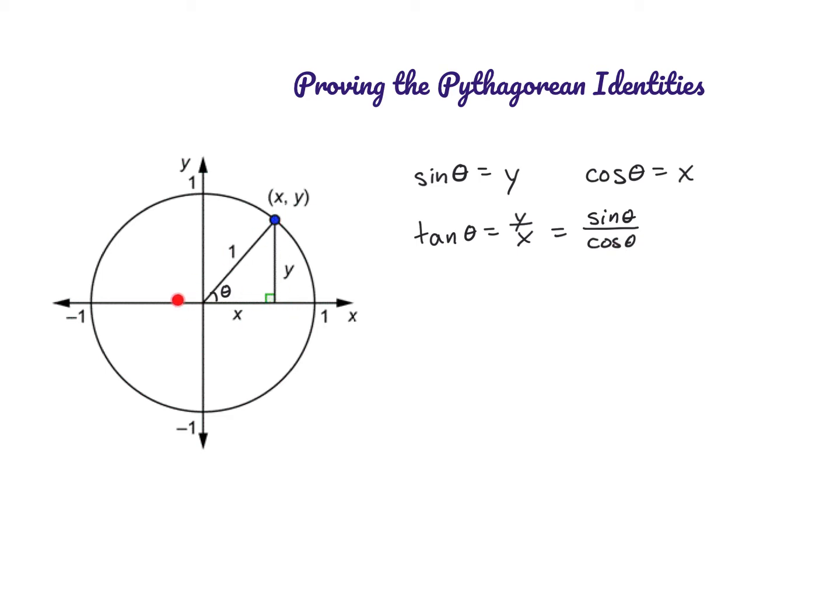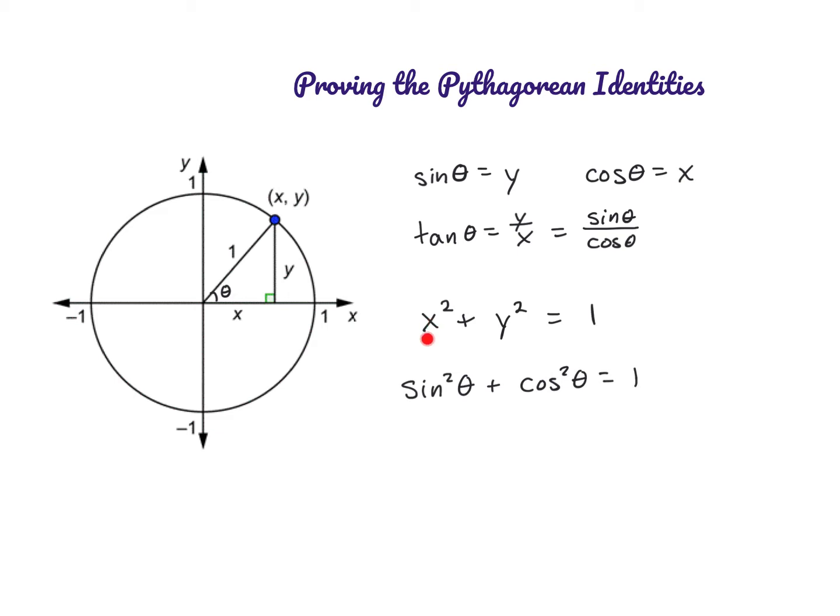Let's look back at our right triangle. We can do Pythagorean theorem with this triangle because it is a right triangle. So we could say that x squared plus y squared equals 1 squared, which is 1. And then we could substitute what we know x and y are equal to. So we know x is cosine and y is sine. So we could rewrite this as sine squared theta plus cosine squared theta equals 1.